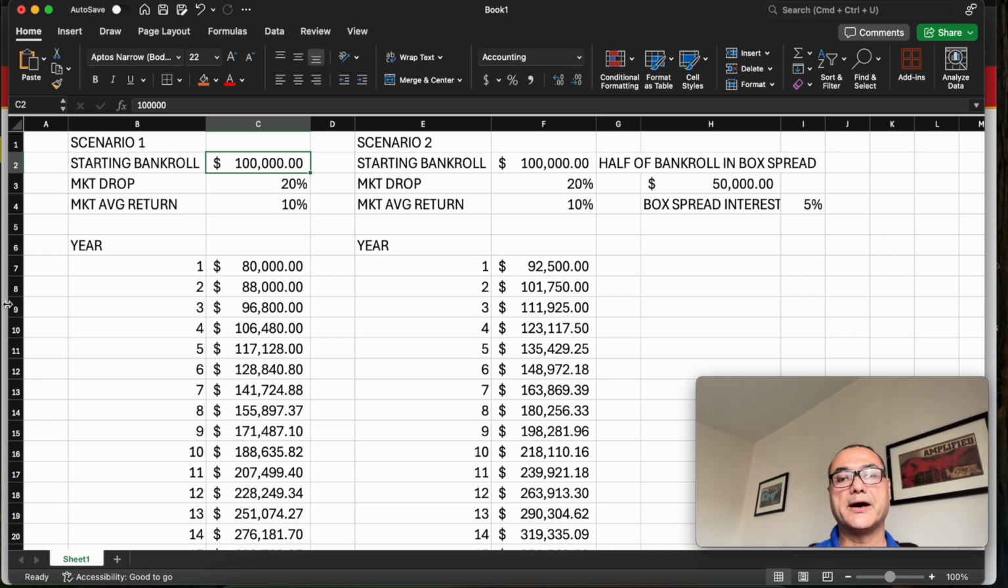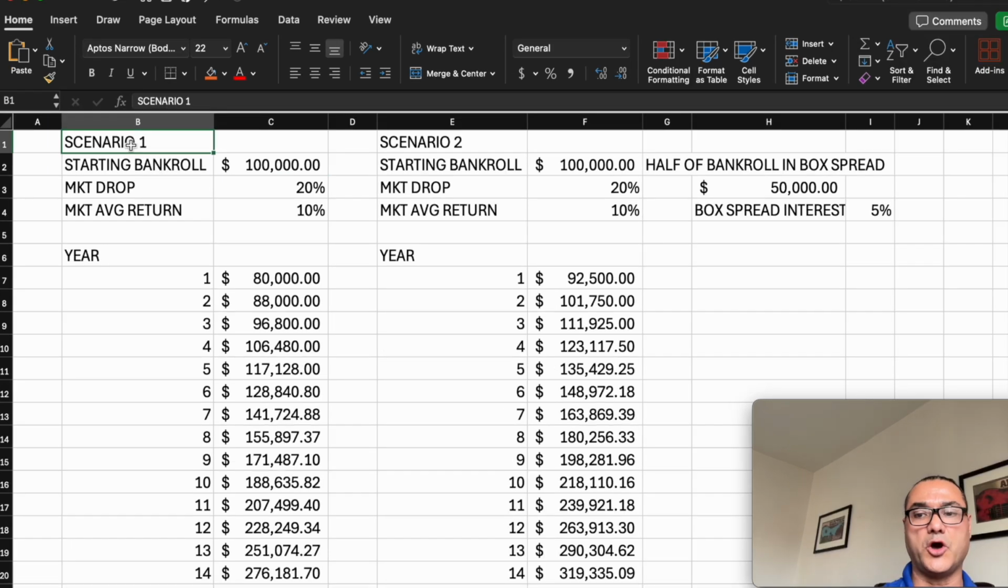But for now, what I want to talk about is two scenarios that demonstrate a sequence of returns and the risk of sequence of return. Let me home in on it a little bit more. We're going to use scenario 1, in which a starting bankroll is 100K. In year 1, we're going to have a market drop of 20%, and subsequent years will have an average return for the market of 10% each year. Now this is a simplification, but it's fine because it perfectly illustrates the point I want to make.